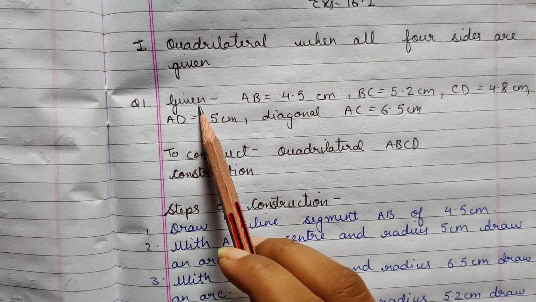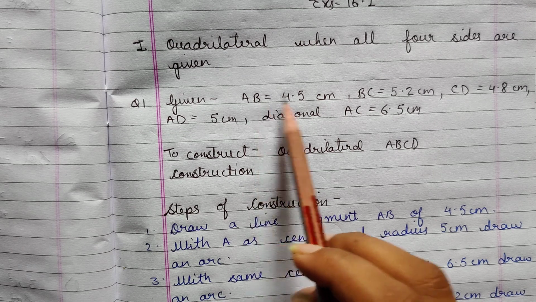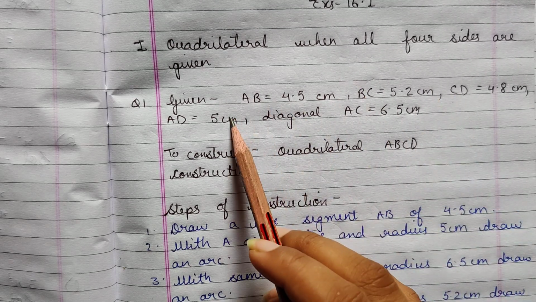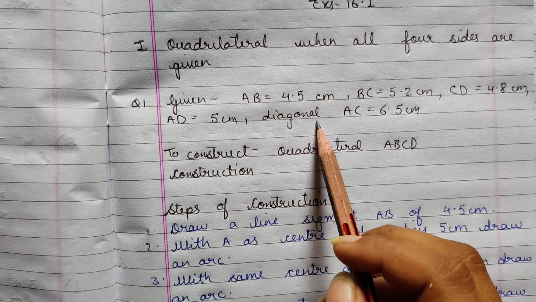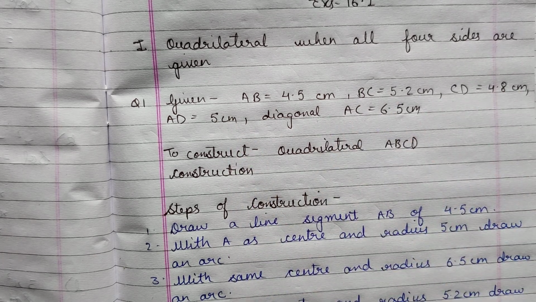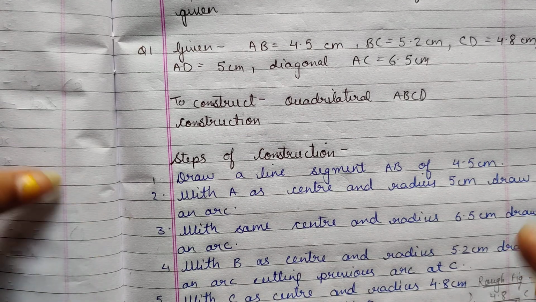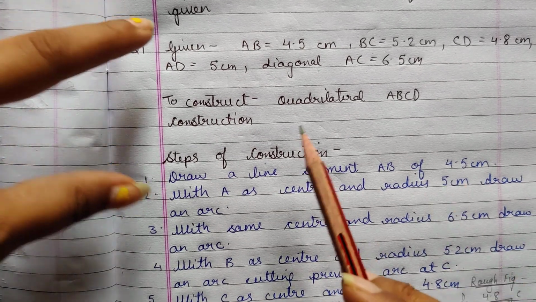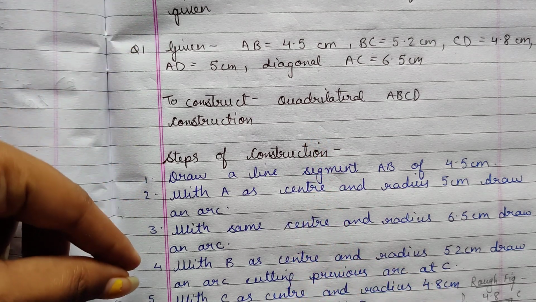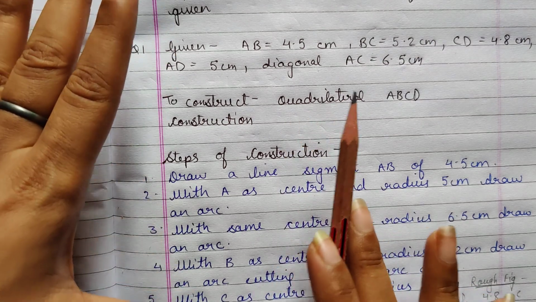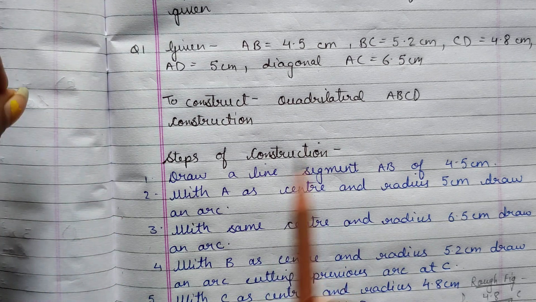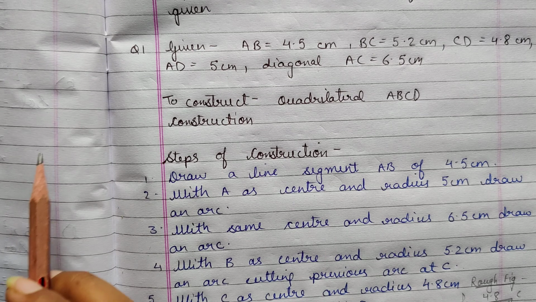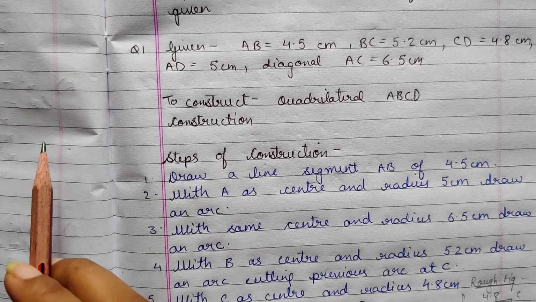So your question number 1 of the exercise is that AB is 4.5, BC is 5.2, CD is 4.8, AD is 5 centimeter, and diagonal AC is 6 centimeter. So this exercise you have to do in your geometry copy. Everything which I have written here has to be written on the right hand side of your geometry copy, while any construction which we will be doing here, you will be doing on the left hand side of your geometry copy, on the plain side.